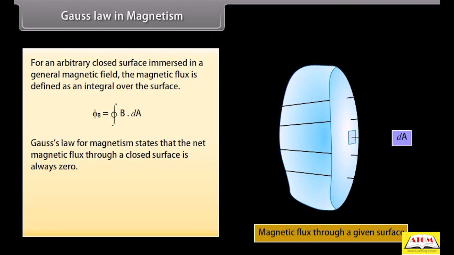Gauss's law of magnetism states that the net magnetic flux through a closed surface is always zero. Closed integral of B dot dA is equal to 0. The SI unit of magnetic flux is the Weber.